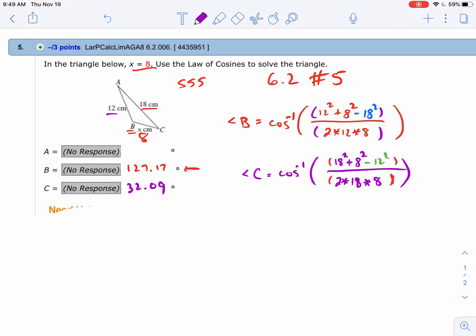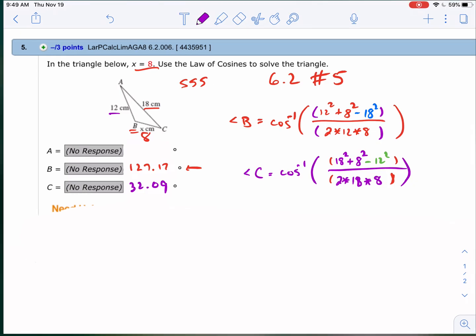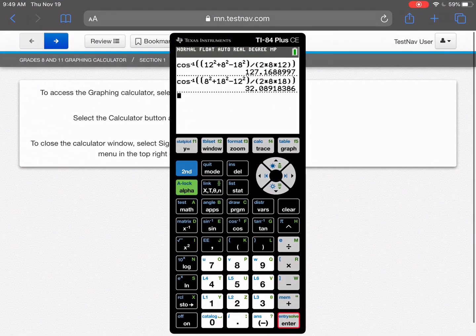And then you can add those two angles and subtract from 180. Now I'm just going to show you something on the calculator. If I do 180 minus parentheses 127.17 plus the 32.09, I'm getting 20.74. So that time it worked.